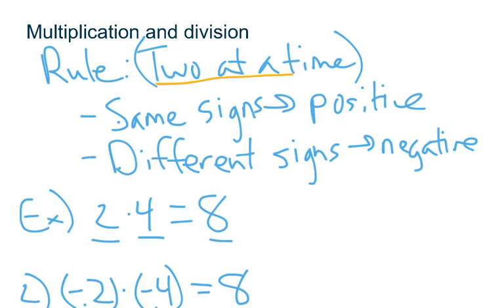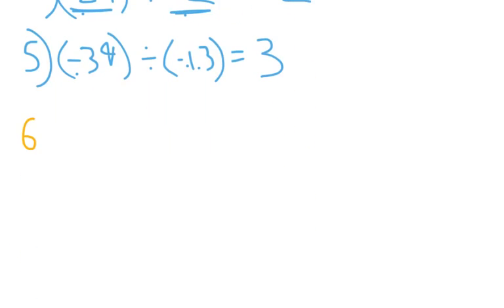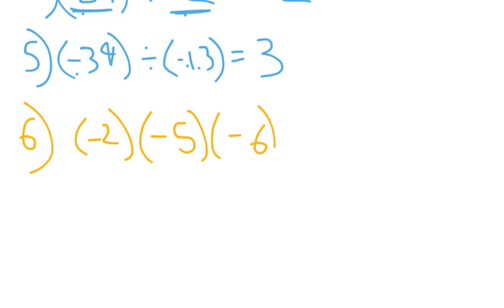But you got to remember the catch. You do 2 at a time. So let's go to another example. Let's say we had something like -2 times -5 times -6. You might be thinking, look at this, they all have the same sign, therefore it must be a positive answer. But you do them 2 at a time.